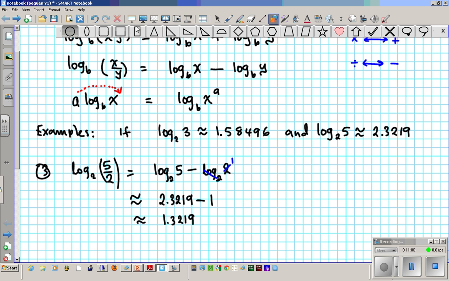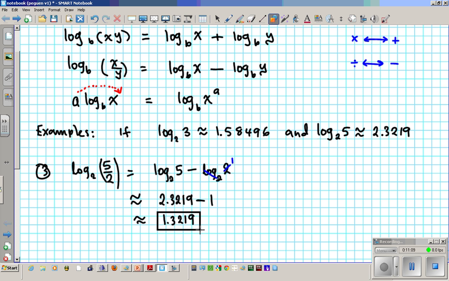Alright, let's try another example. Let's do example number 4. Let's do log base 2 of 6. So how do we do this one? Wait a minute, there's no 6 here. But can I use the numbers 2 and 3? I also know log base 2 of 2. Can I use 3 and 2 to come up with 6, either by dividing or multiplying? Of course I can. These two can give me 6.